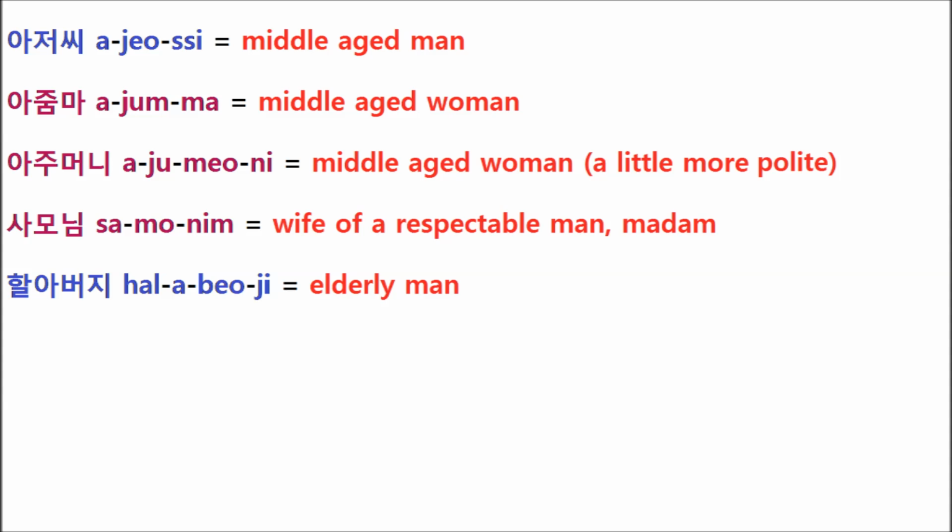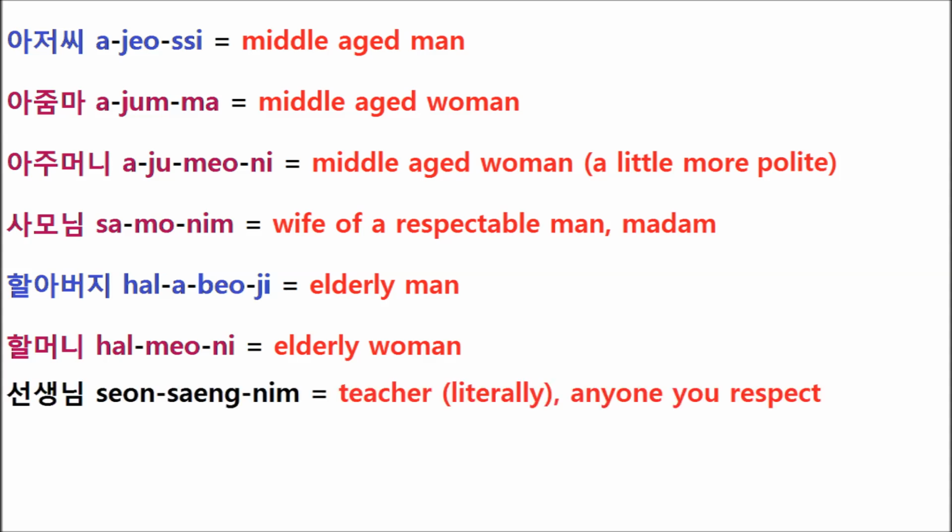Halabeoji, elderly man. Halmeoni, elderly woman. Seonsaengnim. This literally means teacher. And I said we weren't learning job titles in this video, but seonsaengnim doesn't just refer to professional teachers. You can use it for anyone you want to show respect to.